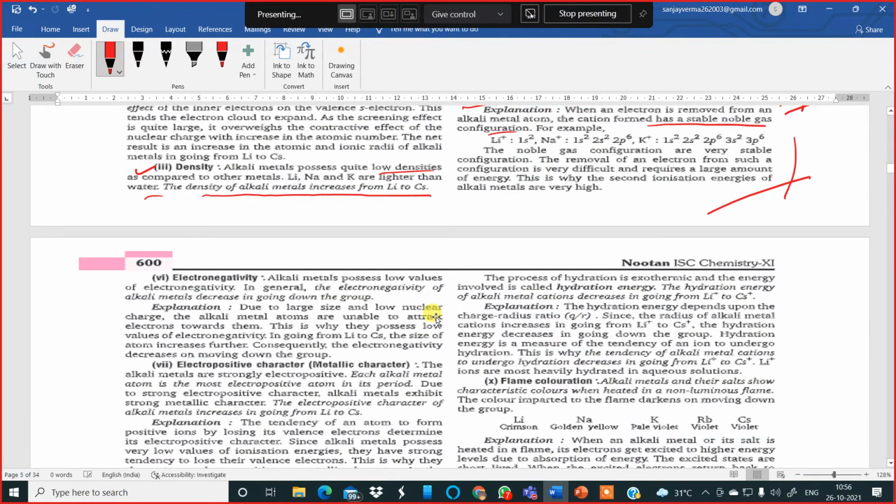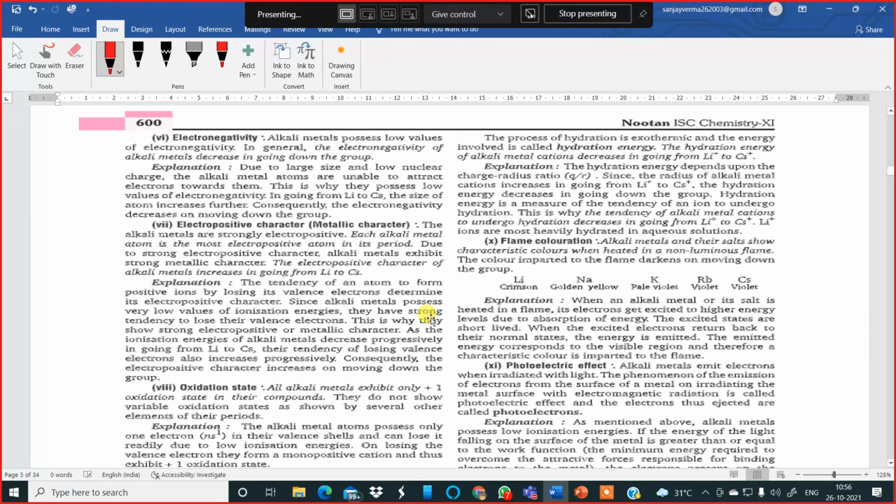Moving to the next page, page number 600. Electronegativity trend. Alkali metals possess low values of electronegativity. In general, the electronegativity of alkali metals decreases in going down the group. It will decrease, remember that. The reason: due to the large size and low nuclear charge. The reason is here only.